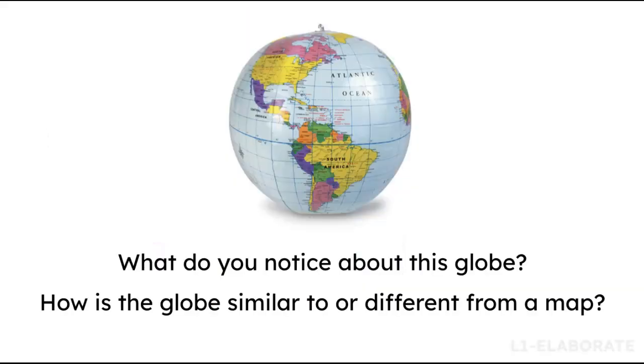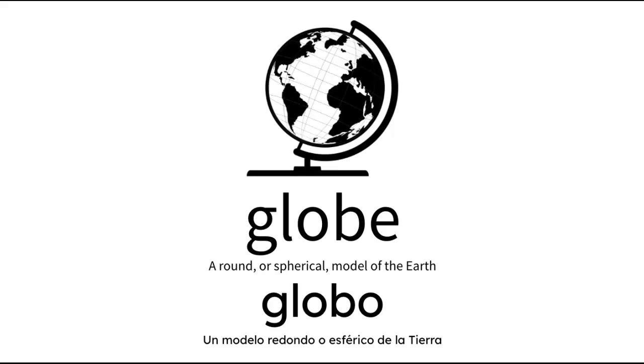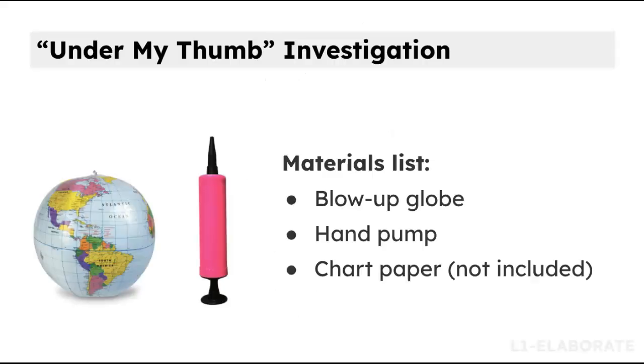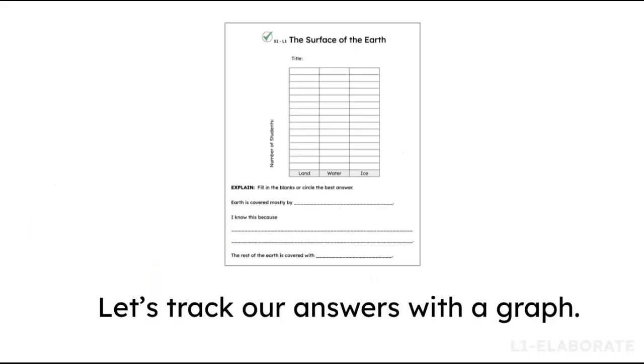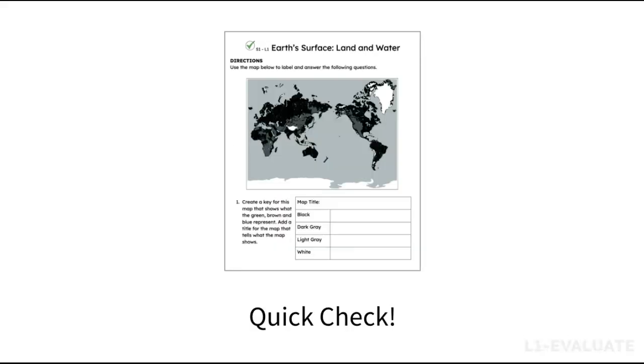For the elaborate portion, you'll show students the inflatable globe and ask questions about the globe compared to maps. You can post and discuss the globe vocabulary card. You'll set up the globe to play Under My Thumb with students to explore some of these patterns. You'll have students graph their own charts and record the patterns in the Surface of the Earth student journal page. Students will observe that the Earth is made of mostly water. For the evaluate portion, you'll have students complete the quick check on the Earth's surface, land, and water student journal page.